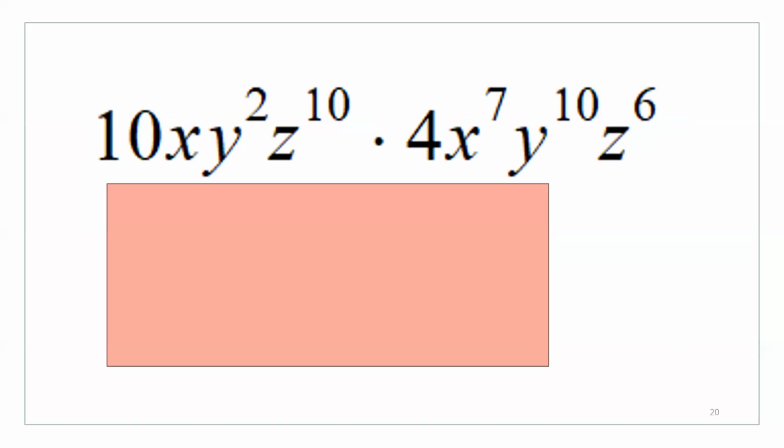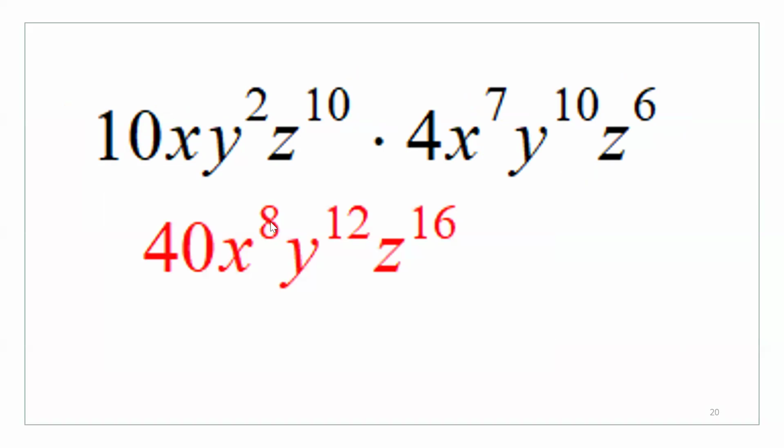3, 2, 1. 10 times 4 is 40. 1 plus 7 is 8. 2 plus 10 is 12. 10 plus 6 is 16. Final answer on that one.